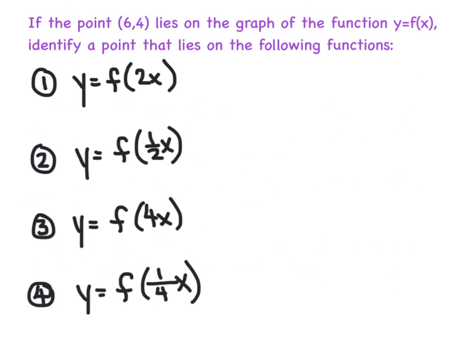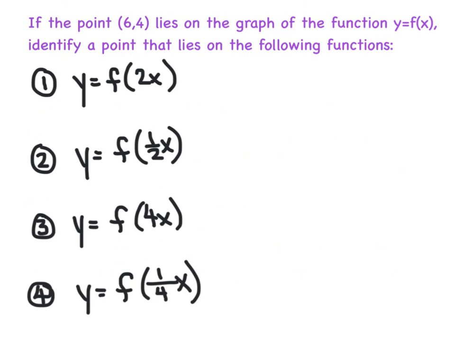Okay, so what if we knew that 6 comma 4 was a point that lies on y equals f of x? Our job is to try to identify a point that lies on the following functions. Now I want you to go back a couple of slides and remember the slide where we asked you what's the number one thing we need to know. And we said that when the action's on the inside, it only affects the x-coordinate. It's not going to affect the y-coordinate at all. So for instance, in every answer I have for all of these problems, my y-coordinate's going to stay 4. Only the 6 is going to change.